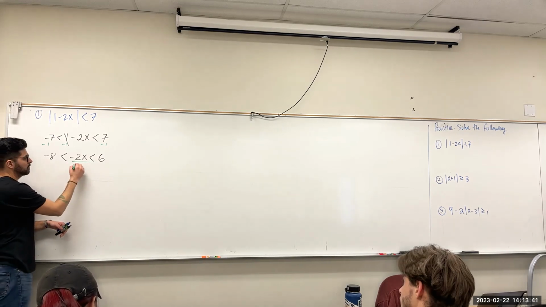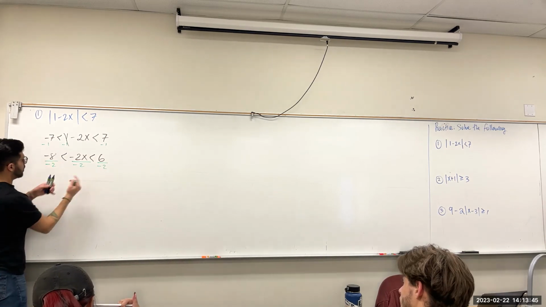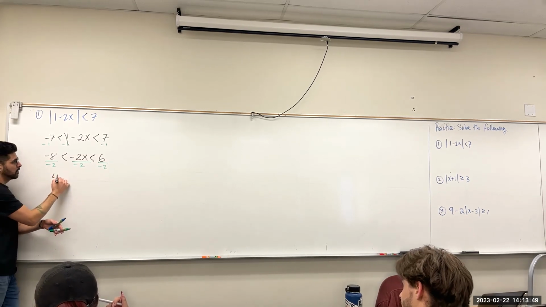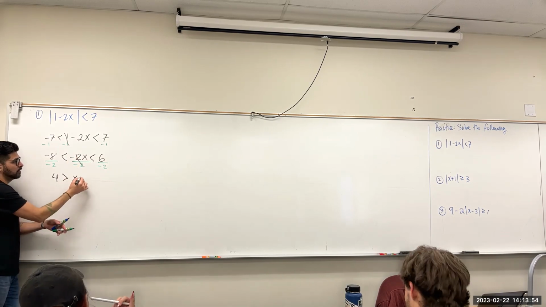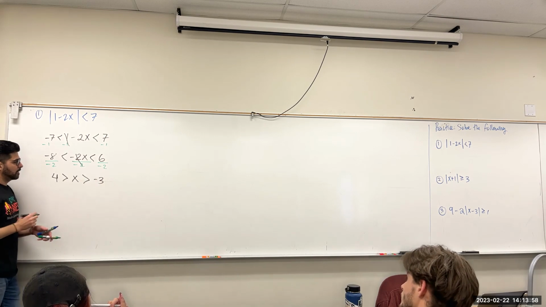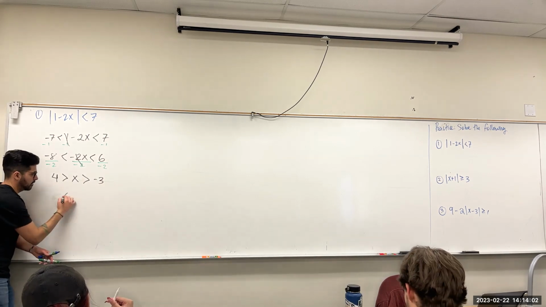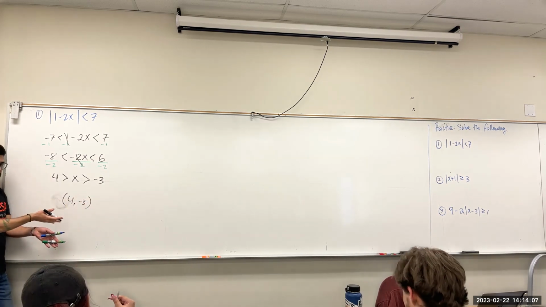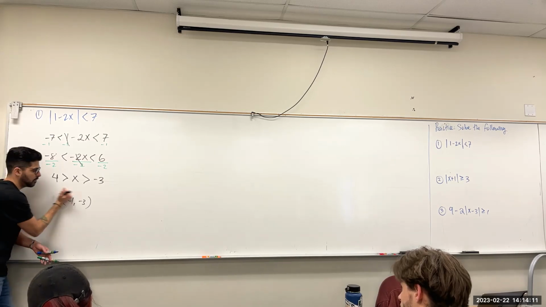And then, what's going to happen? All the signs flip. They all flip. So this becomes +4, and this flips. -2 cancel. This flips. Is that -3? Yeah. And I did see some people write this like that. Why is that incorrect? -3 goes first. It has to be in increasing order.